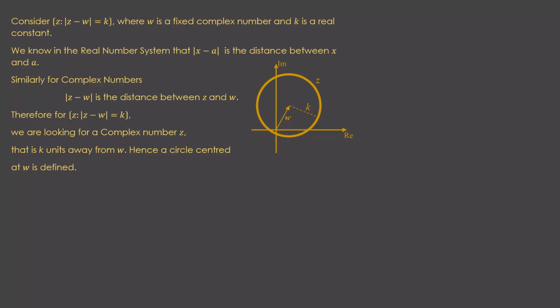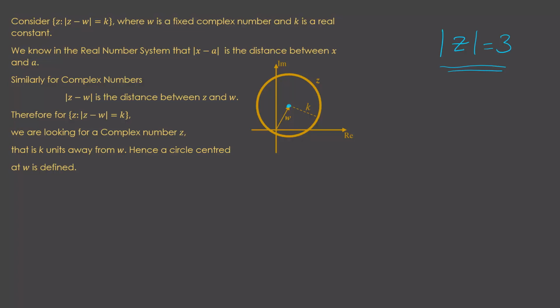We're going to look here at a more general circle. When we have mod z is equal to 3, we know now that that is a circle centered at the origin with a radius of 3. But how do we move to a different center like this circle here?